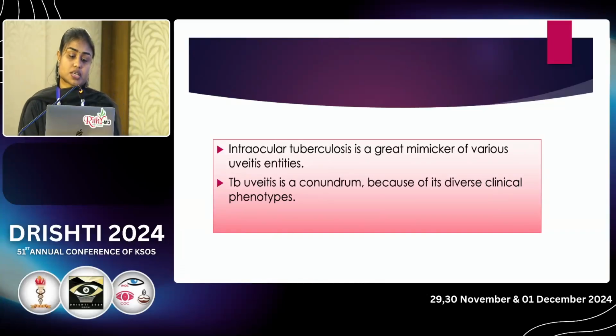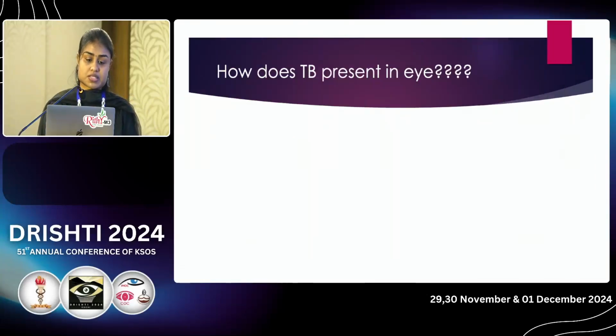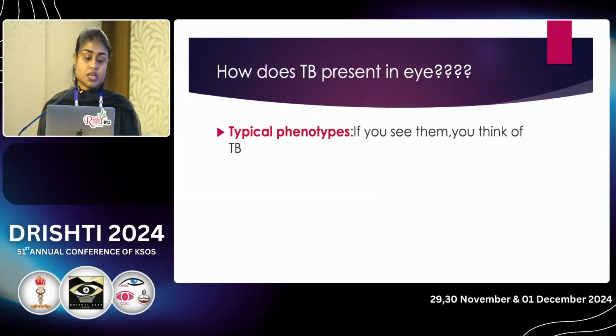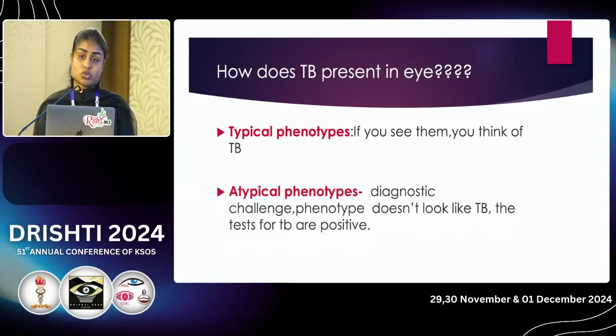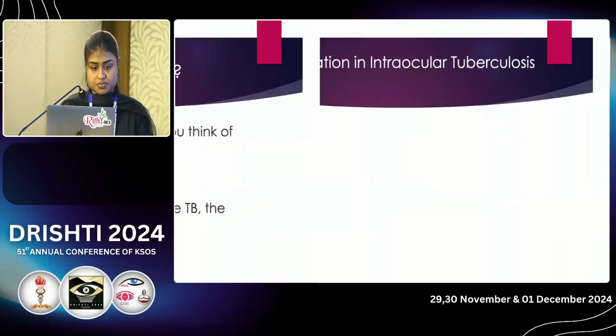Intraocular tuberculosis is a great mimicker of various uveitis entities. TB uveitis is a conundrum because of its diverse clinical phenotypes. Now, how does TB present in the eye? There could be a typical phenotype as well as an atypical phenotype. Typical phenotypes, if you see them, you think of TB. Atypical phenotypes are those which become a diagnostic challenge. The phenotype doesn't look like TB, but the TB test becomes positive.